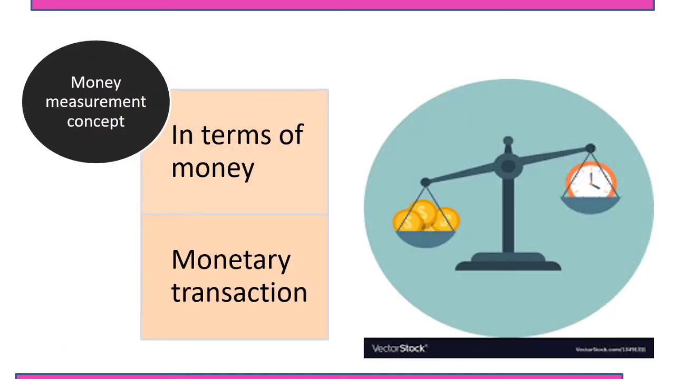And the next one is money measurement concept. Money measurement concept says that you have to measure all your transactions which are measurable only in terms of money. Only monetary transactions you have to measure and you can take into account. Non-monetary transactions do not have any place in the money measurement concept. This is an example of accounting.